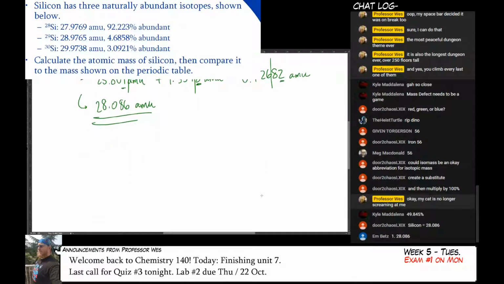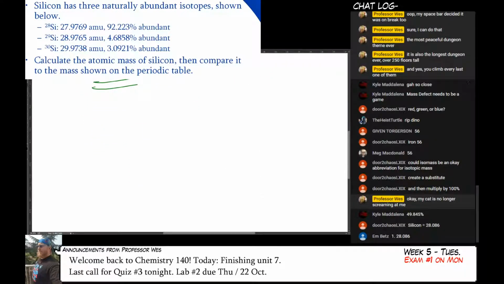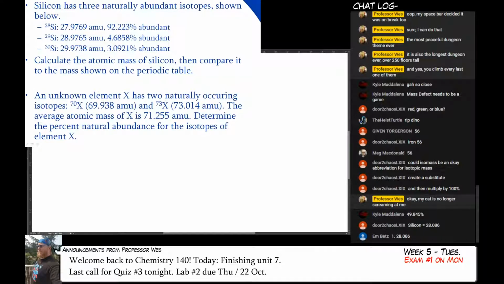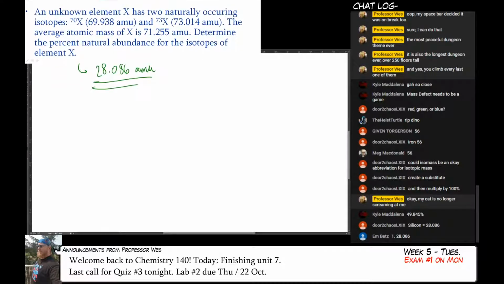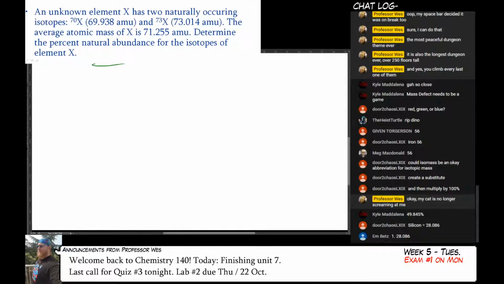All right, let's do the last problem. Now, unfortunately, there isn't a formula to really go through these types of problems when you solve for a percentage. You sort of have to do it every time.